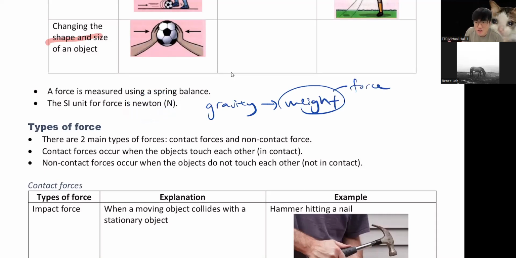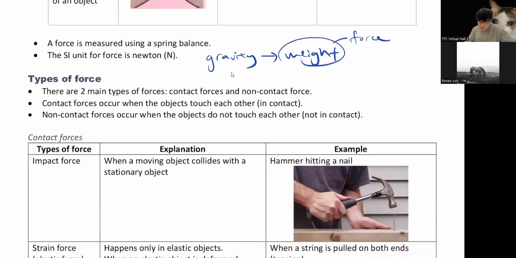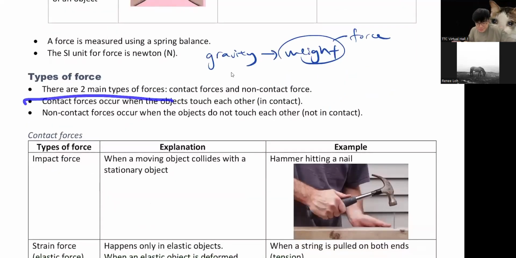重量是一种 force，不是 mass 不要搞错。Weight is not mass. Mass is your 质量。That means how many kg you are. But weight is how many Newton you are. That depends on the gravity. Alright, so this is why weight is a force. So we just use Newton as the unit for your force.